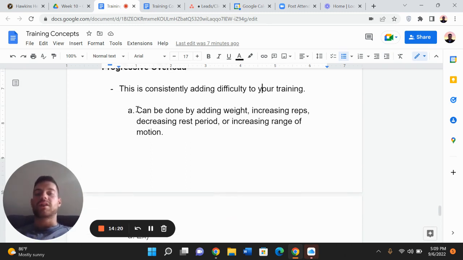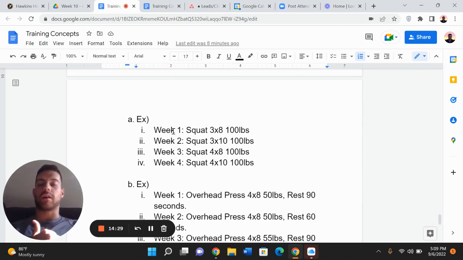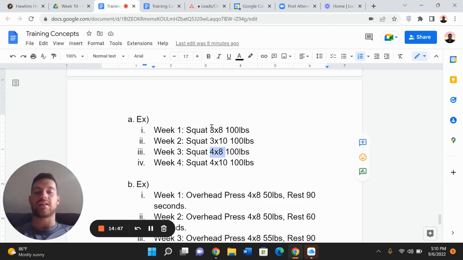So this can be done by adding weight, increasing reps, decreasing the rest period, or increasing your range of motion. So let's take a look at what this would look like, right? For example, on week 1, on your set of squats, you do 3 sets of 8 squats with 100 pounds. Week 2, you do 3 sets of 10 squats with 100 pounds. So you've gone up by 2 reps. Week 3, you do 4 sets of 8 reps at 100 pounds. So you've added a set to this original one up here. And then the 4th week, you do 4 sets of 10 reps with 100 pounds.